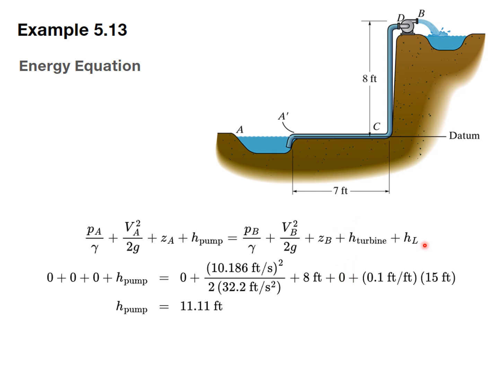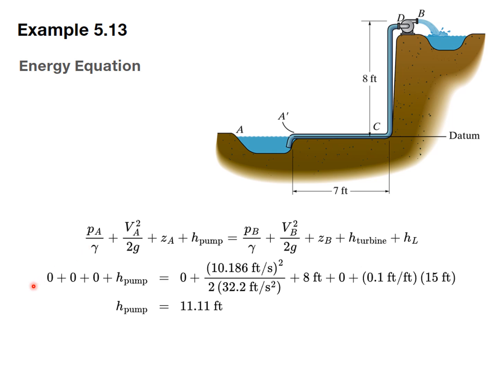And the head loss is 0.1 feet per every foot. I know this is kind of a strange unit. It looks like it cancels out, and again, it does, but it's best probably to leave it in there. So here we have to calculate the total running feet. We start here, we got 7 feet of pipe and then 8 feet of pipe, so it's 15 feet total. So it's 0.1 foot loss per every foot, and we got 15 feet.